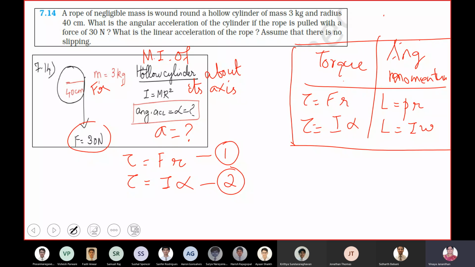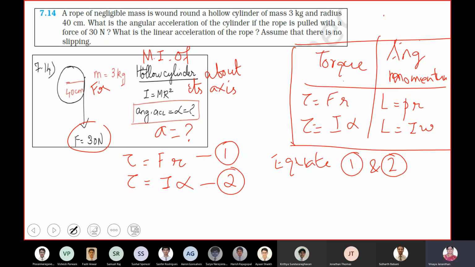Now, can you equate these both, boys? Can you equate equations 1 and 2? What do you mean? Assume there is no slipping in the question. It's clear, that's the thing we'll consider. Assume there is no slipping.